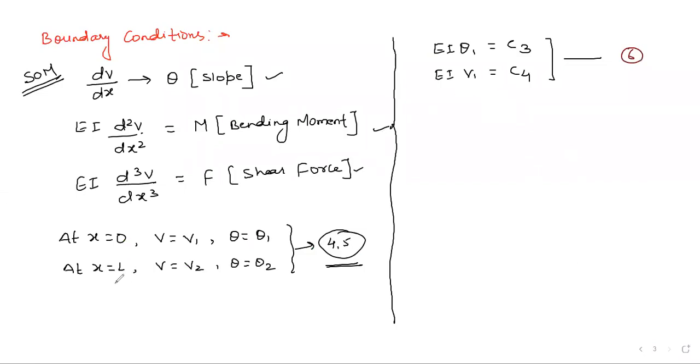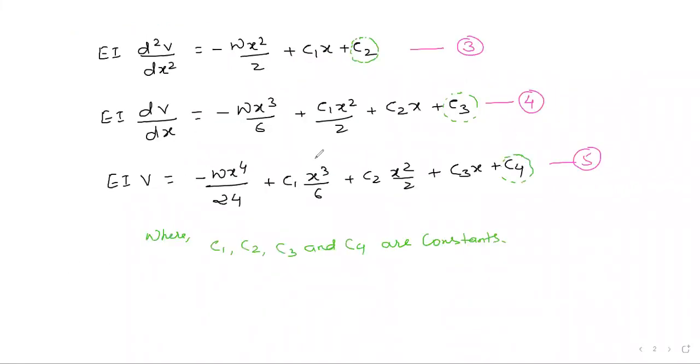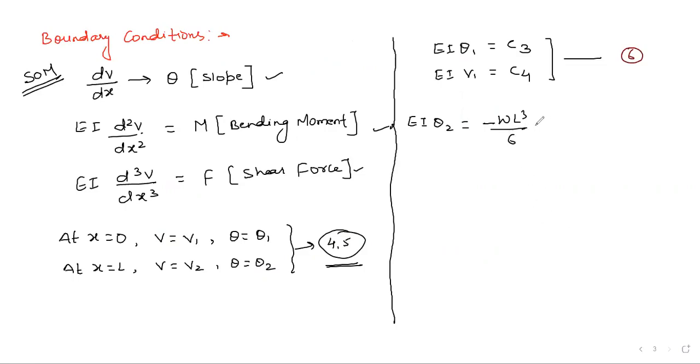Now coming to x is equal to L, what is going to happen? We will get EI theta 2, because if I keep x is equal to L, the theta will become theta 2. So EI theta 2 from this equation itself will be equal to minus WL cube by 6, because in place of x we have to put L, so minus WL cube by 6 plus C1 L square by 2 plus C2 L plus C3, right? So let us keep all these things here, plus C1 L square by 2 plus C2 L plus EI.